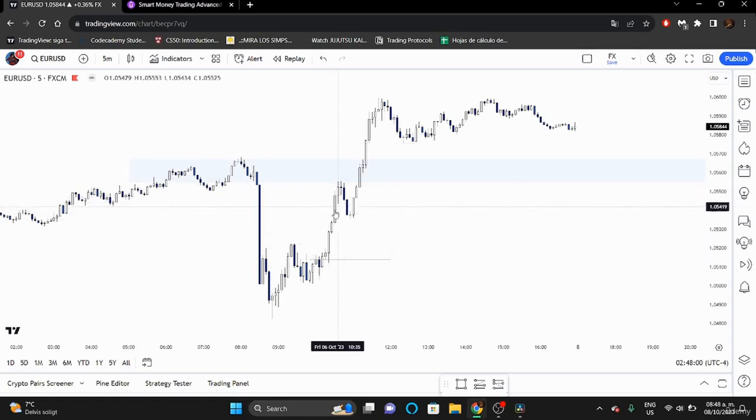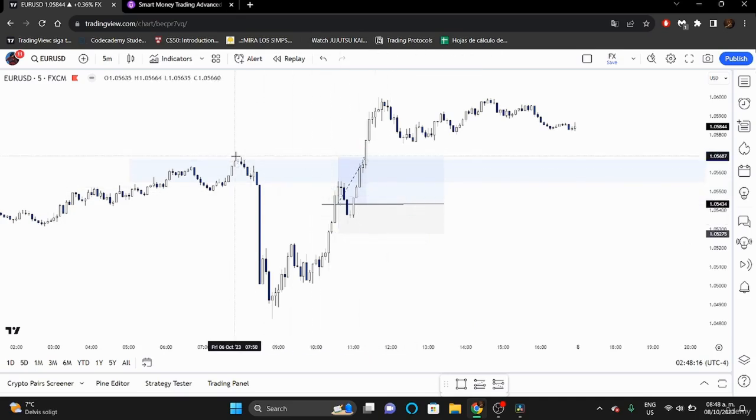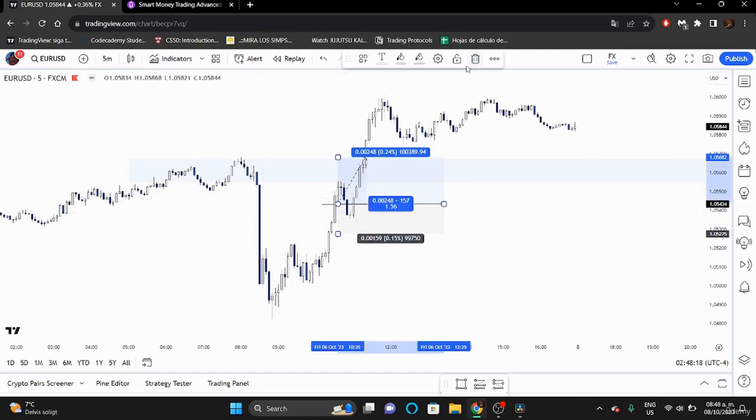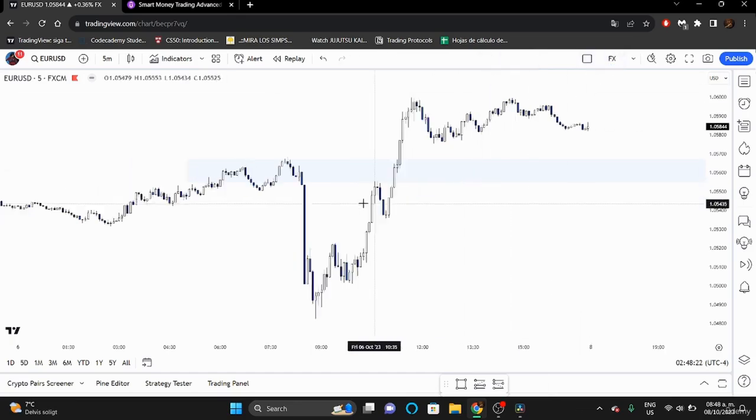Is there any order block, any volume imbalance, anything here? No. So what are we focusing on? The fair value gap. We could enter right here with our stop right here and target right here. I wouldn't enter this close to the target, but it's a possible entry. Okay.